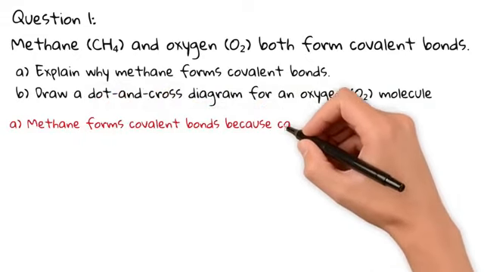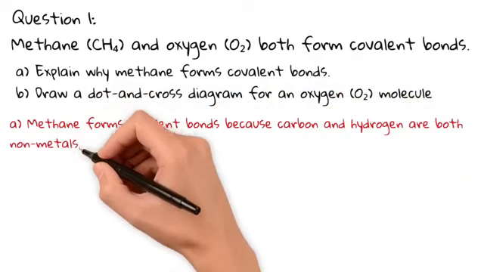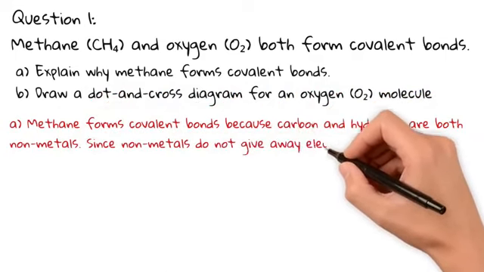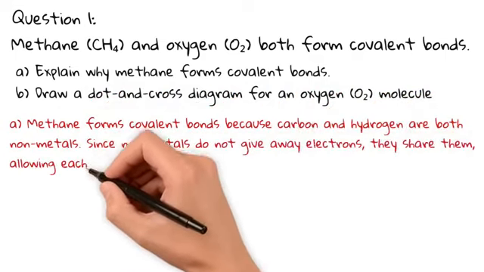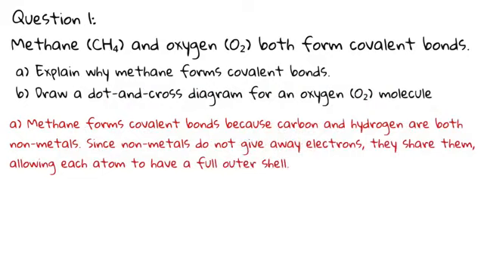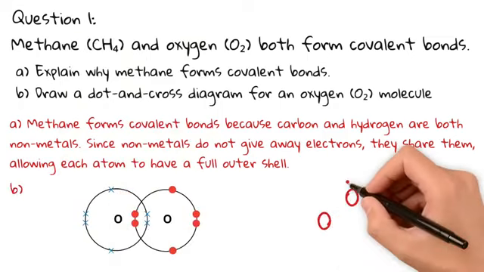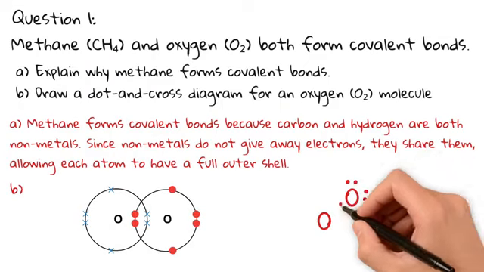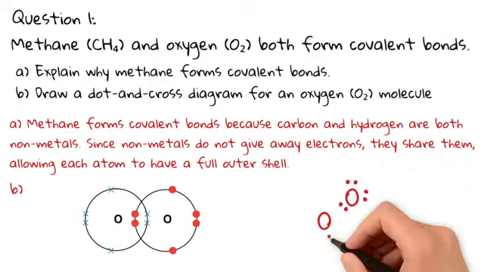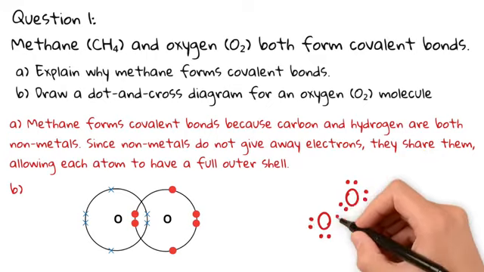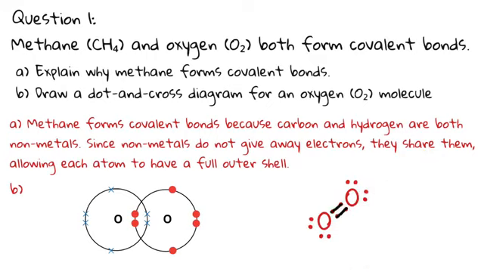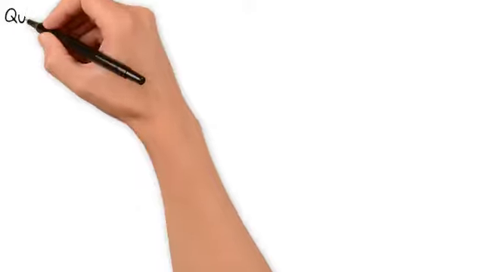Here's the answer. Methane forms covalent bonds because carbon and hydrogen are both nonmetals. Since nonmetals do not give away electrons, they share them, allowing each atom to have a full outer shell. Oxygen, O2, forms a double covalent bond because each oxygen atom has 6 outer electrons and needs 2 more to complete its shell.